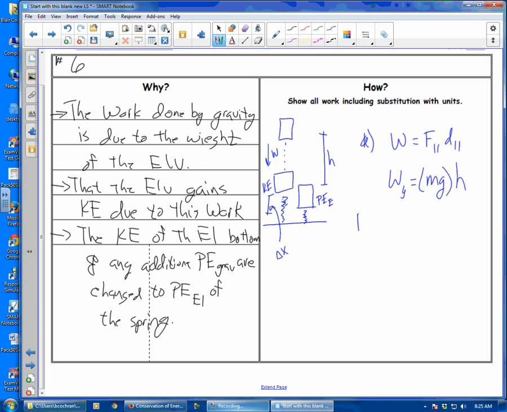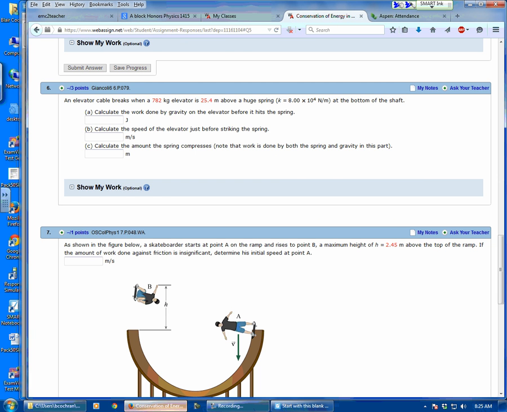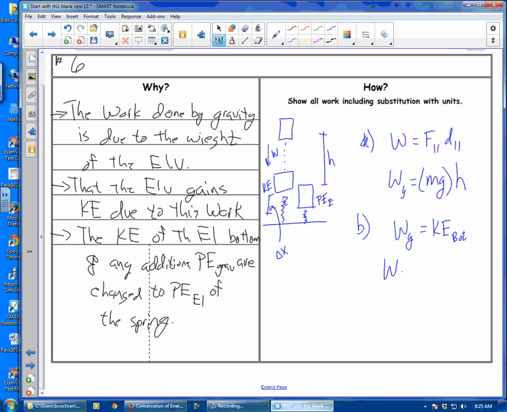For B, how much kinetic energy it has, well, whatever work was done by gravity is going to go into its kinetic energy at the bottom. So that's going to be the same exact answer, right? They want to know how fast it's going. Okay. So I've got that work due to gravity equals 1/2 the inertia of the elevator, m, and its speed at the bottom squared. Those are the pretty straightforward parts, right?